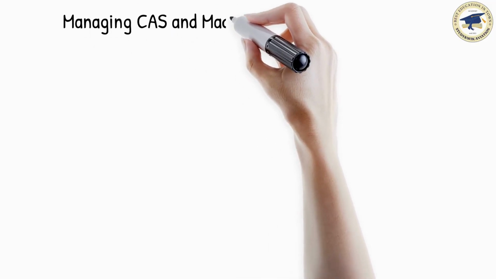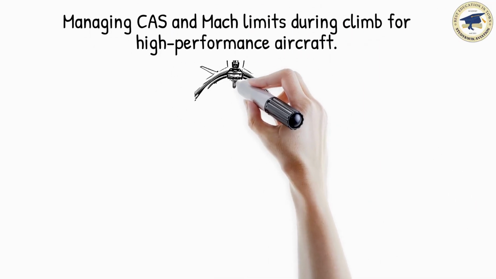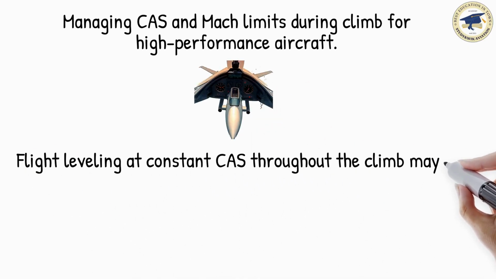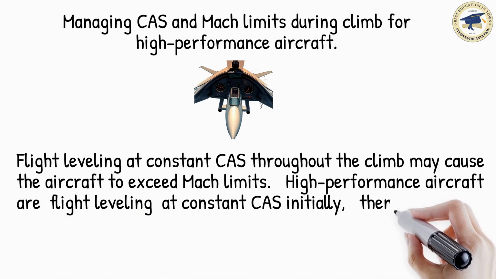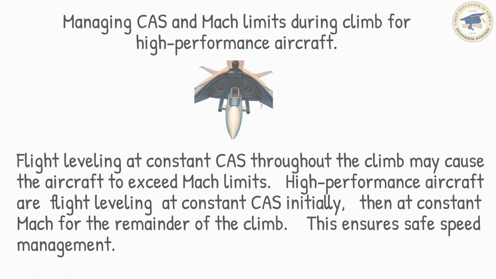Flying at constant CAS throughout the climb may cause the aircraft to exceed Mach limits. High-performance aircraft fly at constant CAS initially, then at constant Mach for the remainder of the climb. This ensures safe speed management.